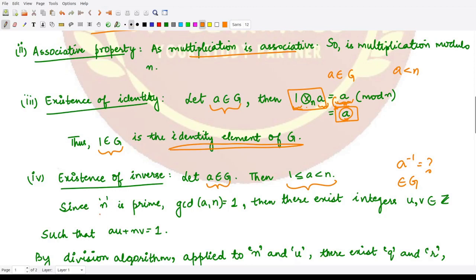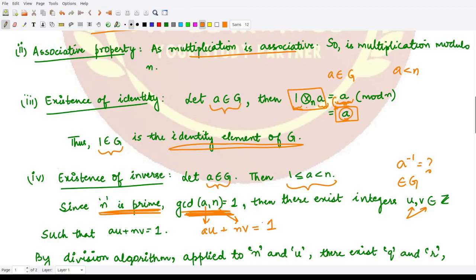Now because we know n is prime, the GCD of this number a with n has to be equal to 1. So according to the definition of GCD, we have also learned a theorem about it, which states that there exist two integers, let's call them u and v, such that a multiplied by the first integer plus n multiplied by the second integer is equal to 1, because their GCD is equal to 1.